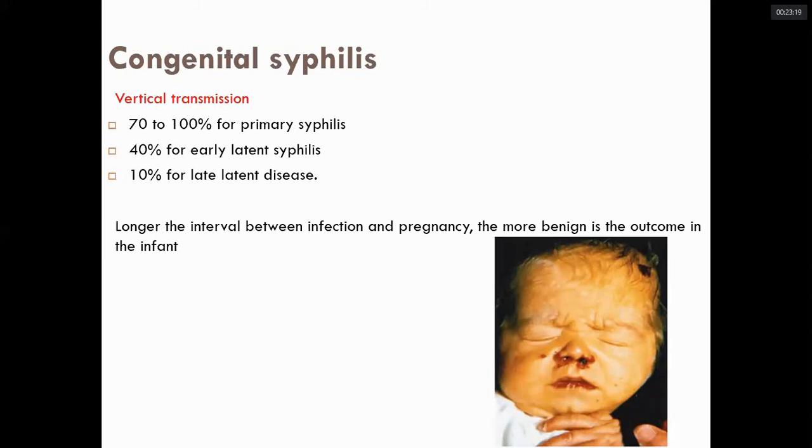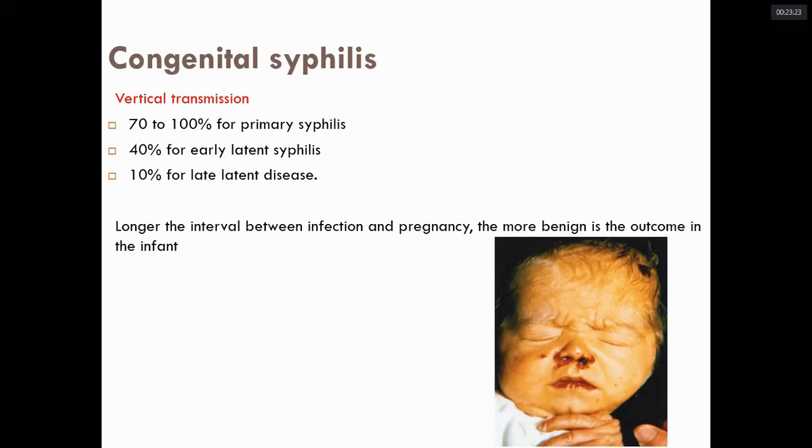Now the congenital syphilis is due to vertical transmission. If the mother has primary syphilis and is pregnant, there is a 70 to 100% chance of vertical transmission. If the mother is in the early latent phase, there is a 40% chance of vertical transmission. And if the mother is in the late latent phase, there is a 10% chance. The longer the interval between infection and pregnancy, the more benign is the outcome in the child.